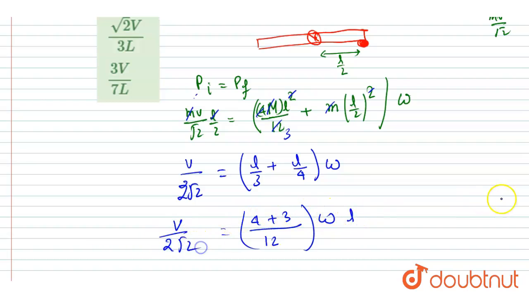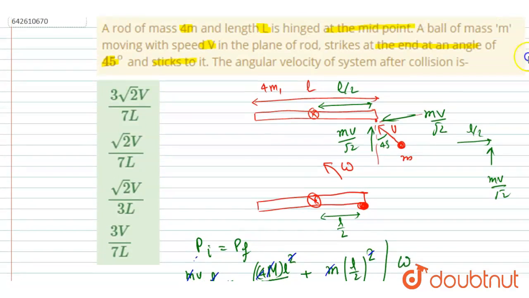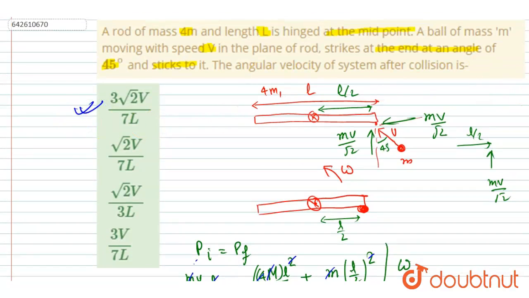We want this omega, so omega is equal to, this will be 7 by 12, so I will multiply 12 by 7 into v by 2 root 2 L. This will get cancelled out by 6, and further you can also write it as 3 into 2, so you will get 3 root 2 by 7L into v, right? So this will be our answer. You can see A is the correct answer, 3 root 2 by 7L into v, right?